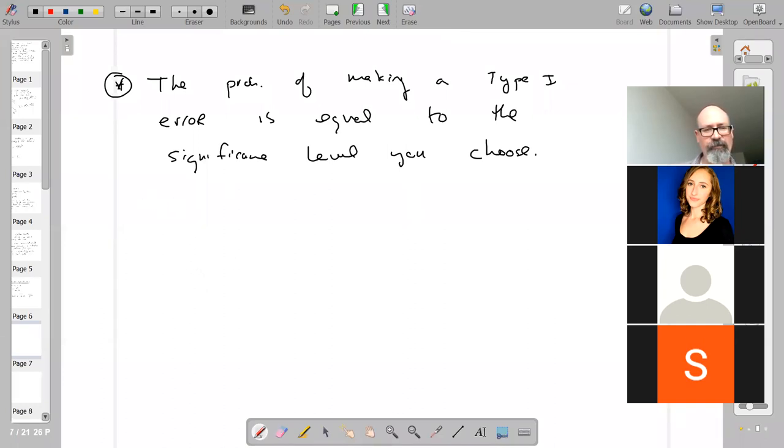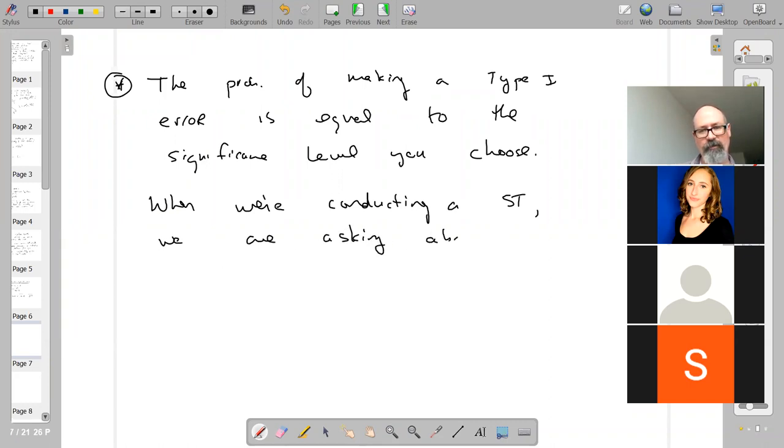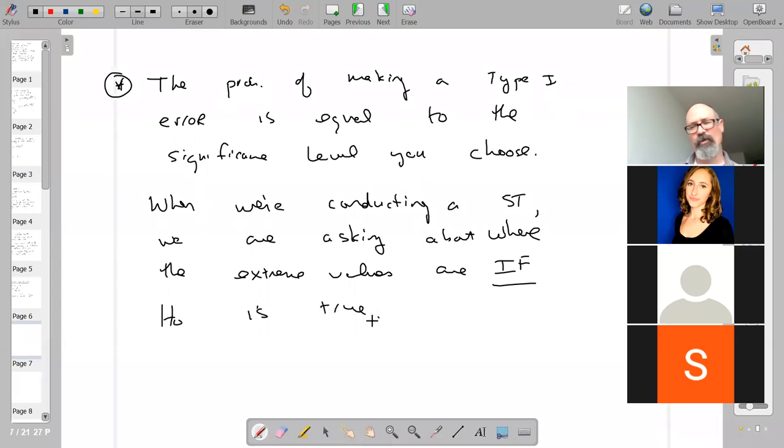So when we're conducting a significance test, and we're thinking about the significance level, when we're thinking about a p-value or something like that that's associated to the test, we are asking about where the extreme values are if H naught is true. And so if you assume that the null hypothesis is true, that's sort of essential to setting up the test.